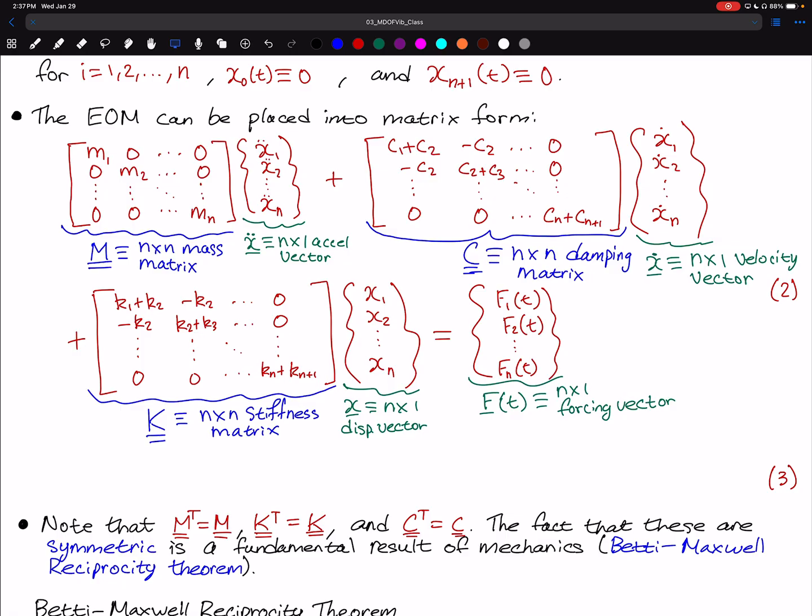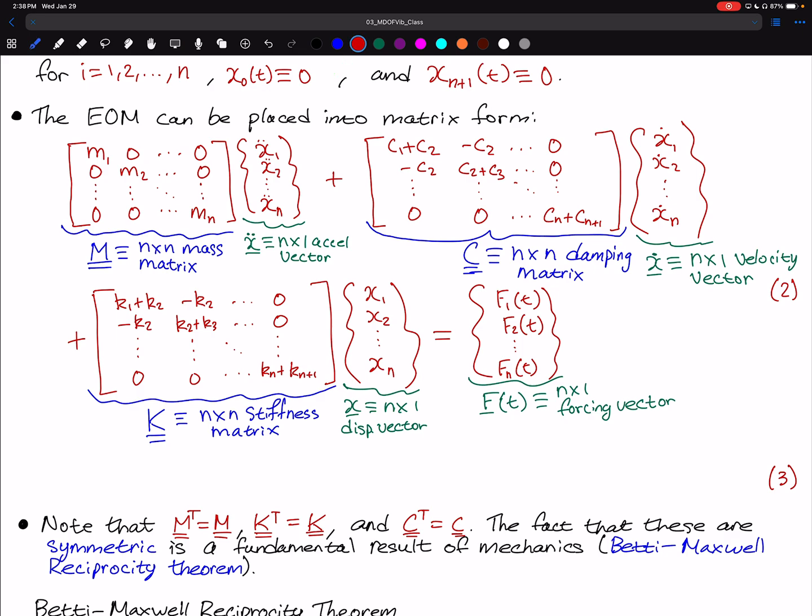And in some cases, you could consider these matrices to be sparse, meaning that there's lots of zeros in them. But in some situations, you end up with very dense matrices where there's not a single zero anywhere in it, and none of these are banded. You have non-zero entries everywhere.